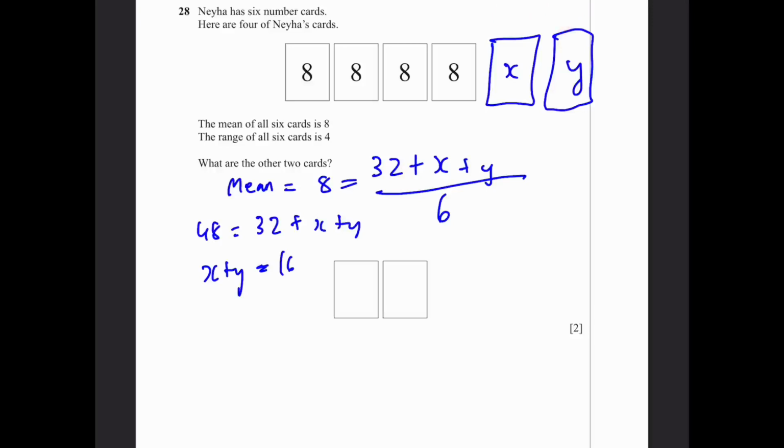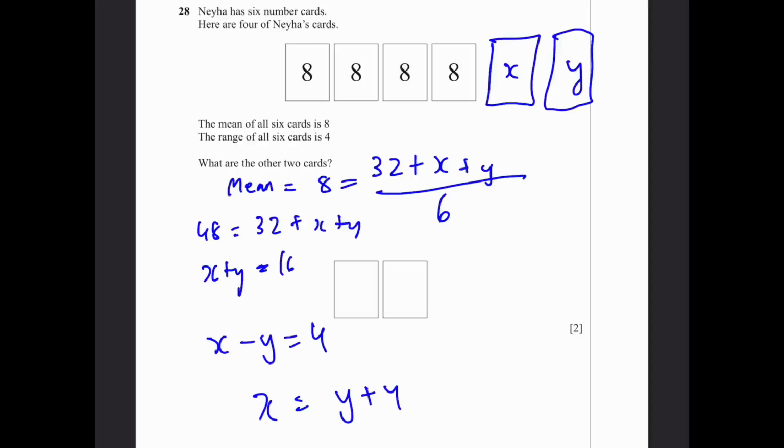But how do we find out? We need to look at the range. The range is 4, which means biggest minus smallest is 4. If these two are 8, then the range is 8 minus 8, which is 0, and that's why it cannot be equal. That means x and y are not equal to each other, and x minus y is equal to 4. Now we can write that x is equal to y plus 4.